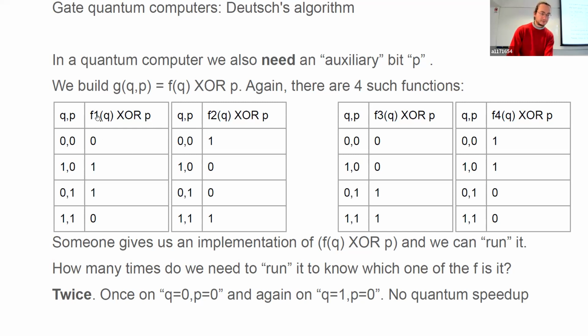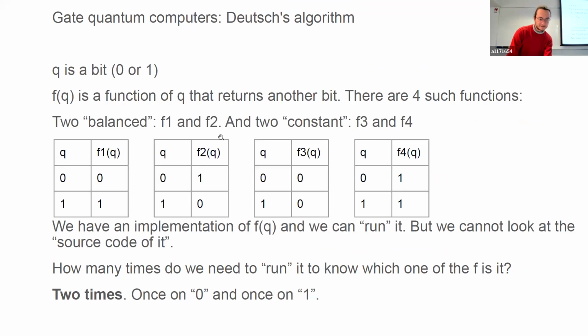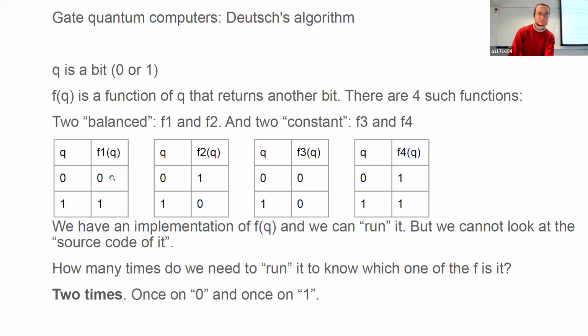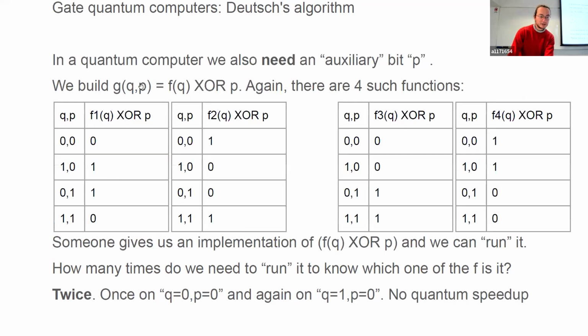And when F is F1, this is what you get. When F is F2, this is what you get. F3 is this, and F4 is this. And you can see that these first 2 outputs here are just identical to what we had before, right? So when qubit P is in 0, then you get the F function as before.